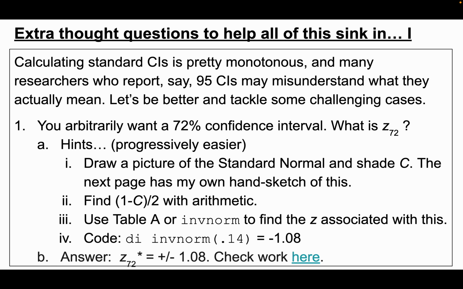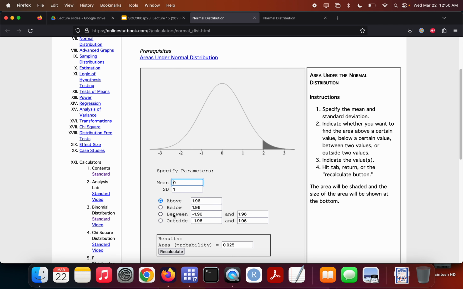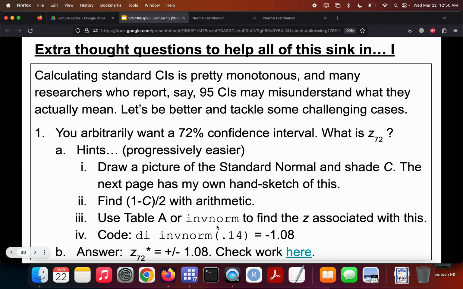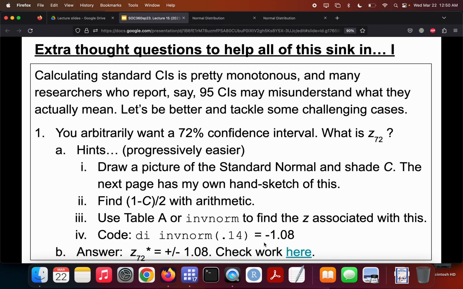If you did want to draw that picture, and by the way, we can check our work here, so let's do that now. So we want here between negative 1.28 and 1.28. And you can see that this is, wait, sorry, I had 1.28 in my head. It's 1.08. 1.28 was from before. Okay, so now you can see this is 72%.